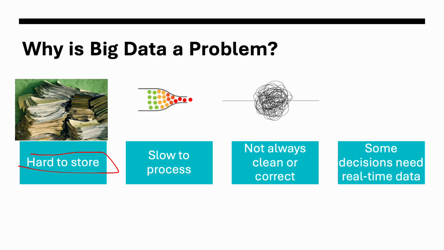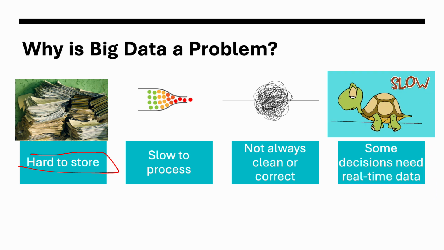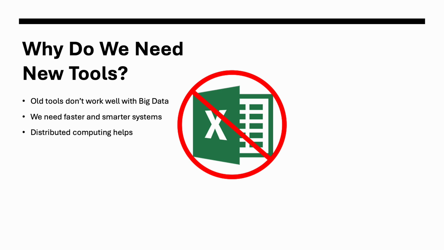And last, sometimes we need answers right away, like in online shopping or detecting fraud. But big data can be too slow for that without special systems. So, old systems like normal databases aren't made to handle big data. They can crash or become super slow. What we need are tools that can work faster and smarter.